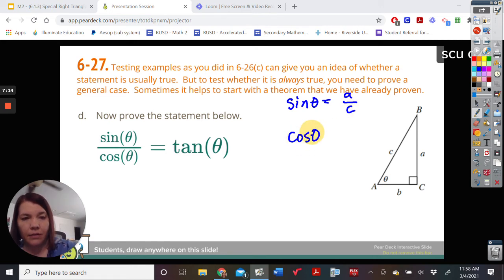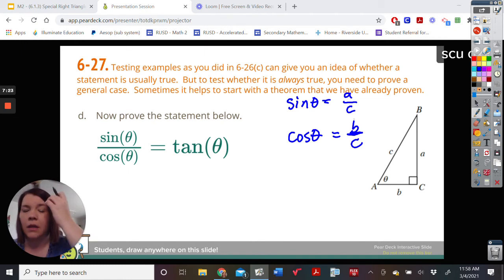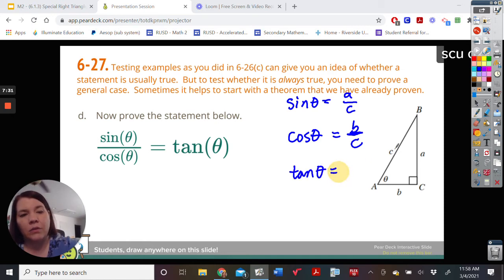Then tangent theta is equal to opposite over adjacent, so A over B. So I'm trying to show that if I divide these two fractions, I'm going to get A over B. So let's go ahead and just do that. We're going to divide A over C by B over C. And this long line just means divide, right? So I'm going to rewrite that mathematically.